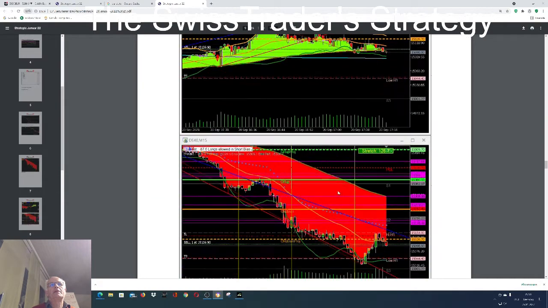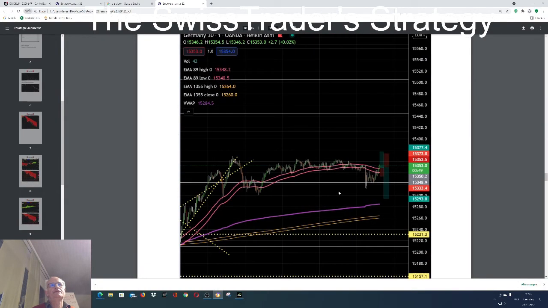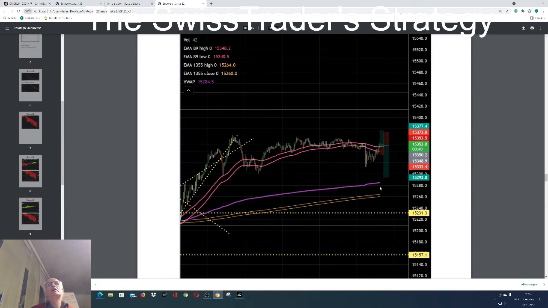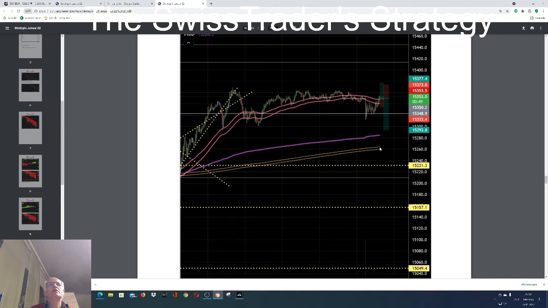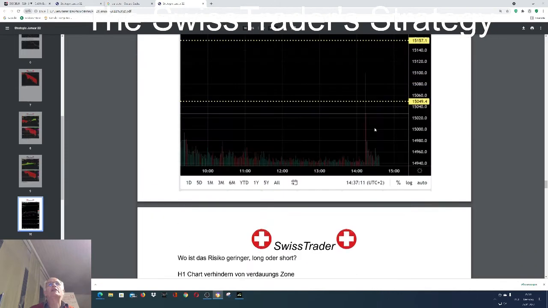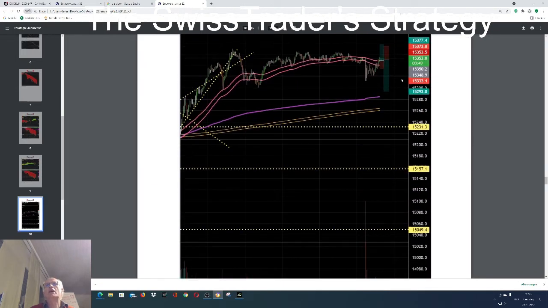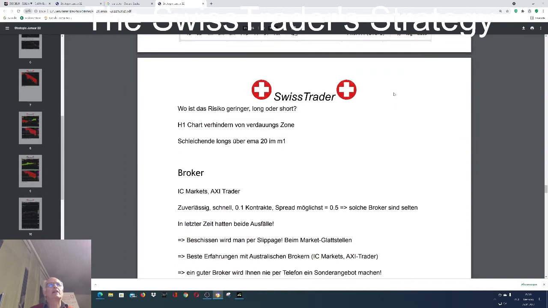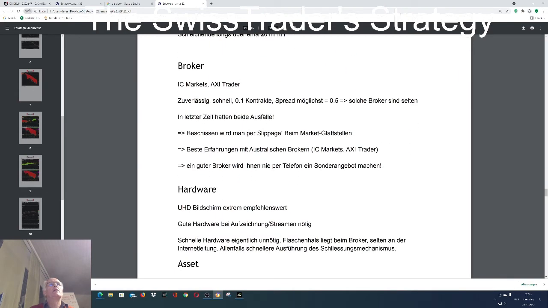And yes, if you want, you can depict the trade in TradingView before you start, so that you can look at the risk-reward ratio. I don't do that always, only seldom. Then I use IC Markets and AxiTrader as brokers.